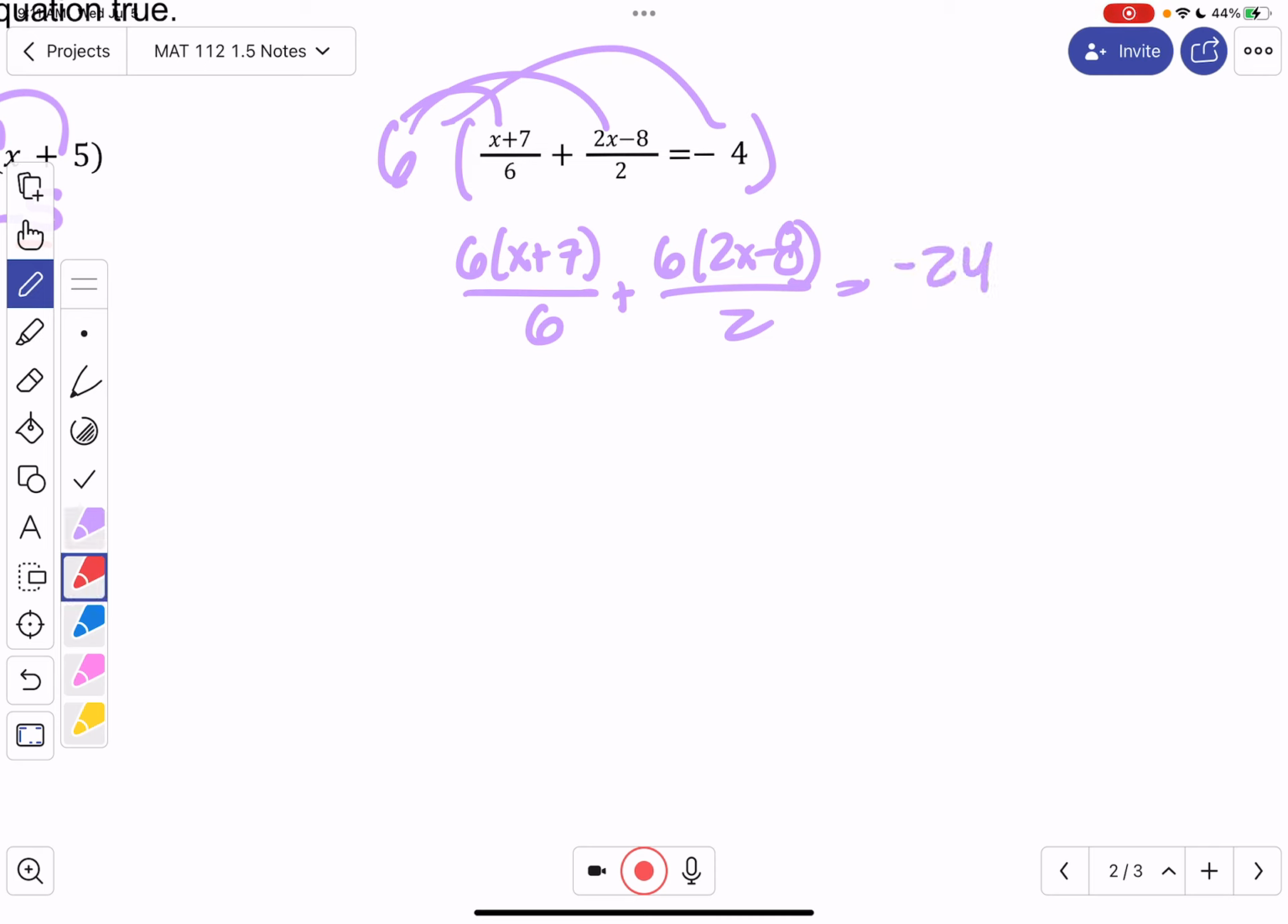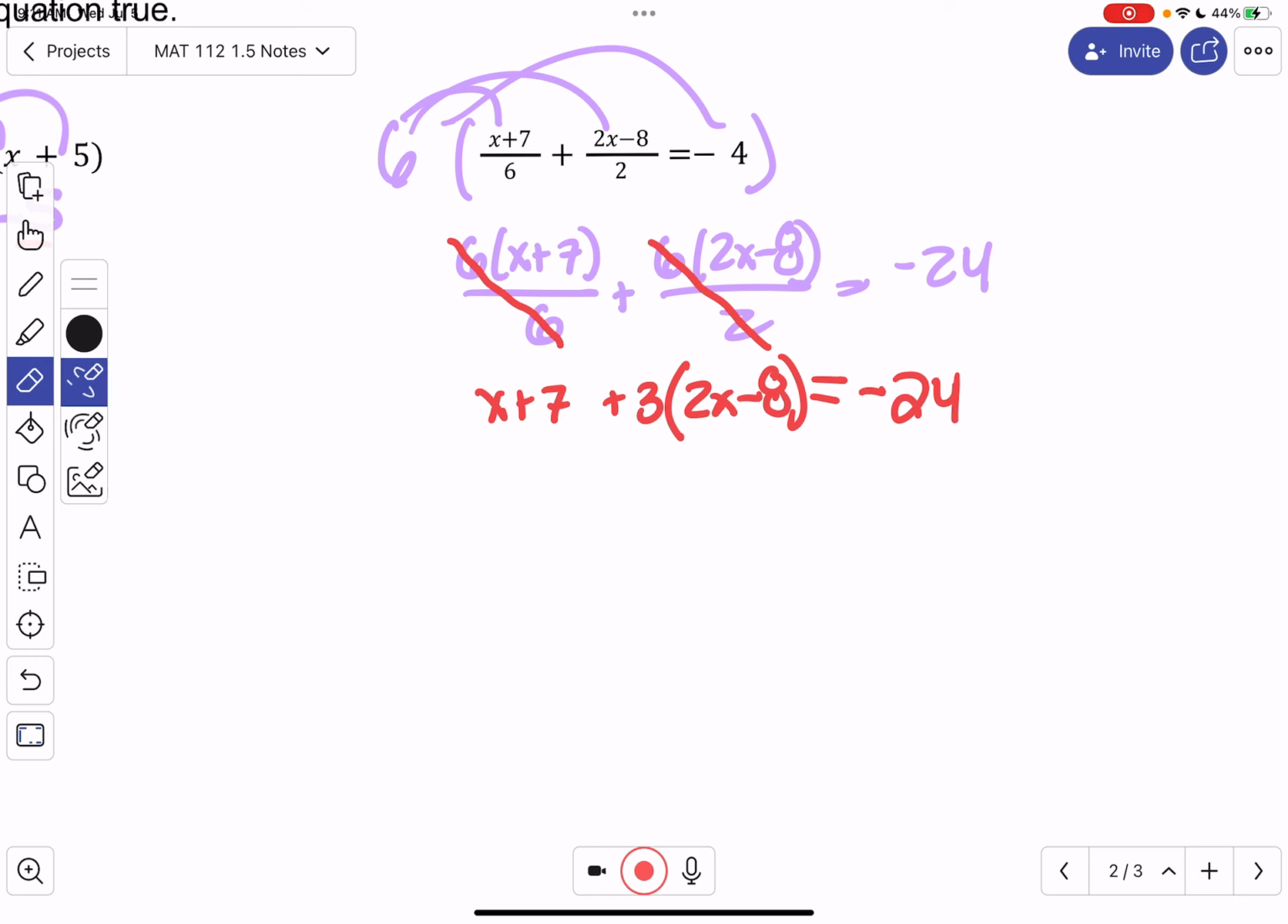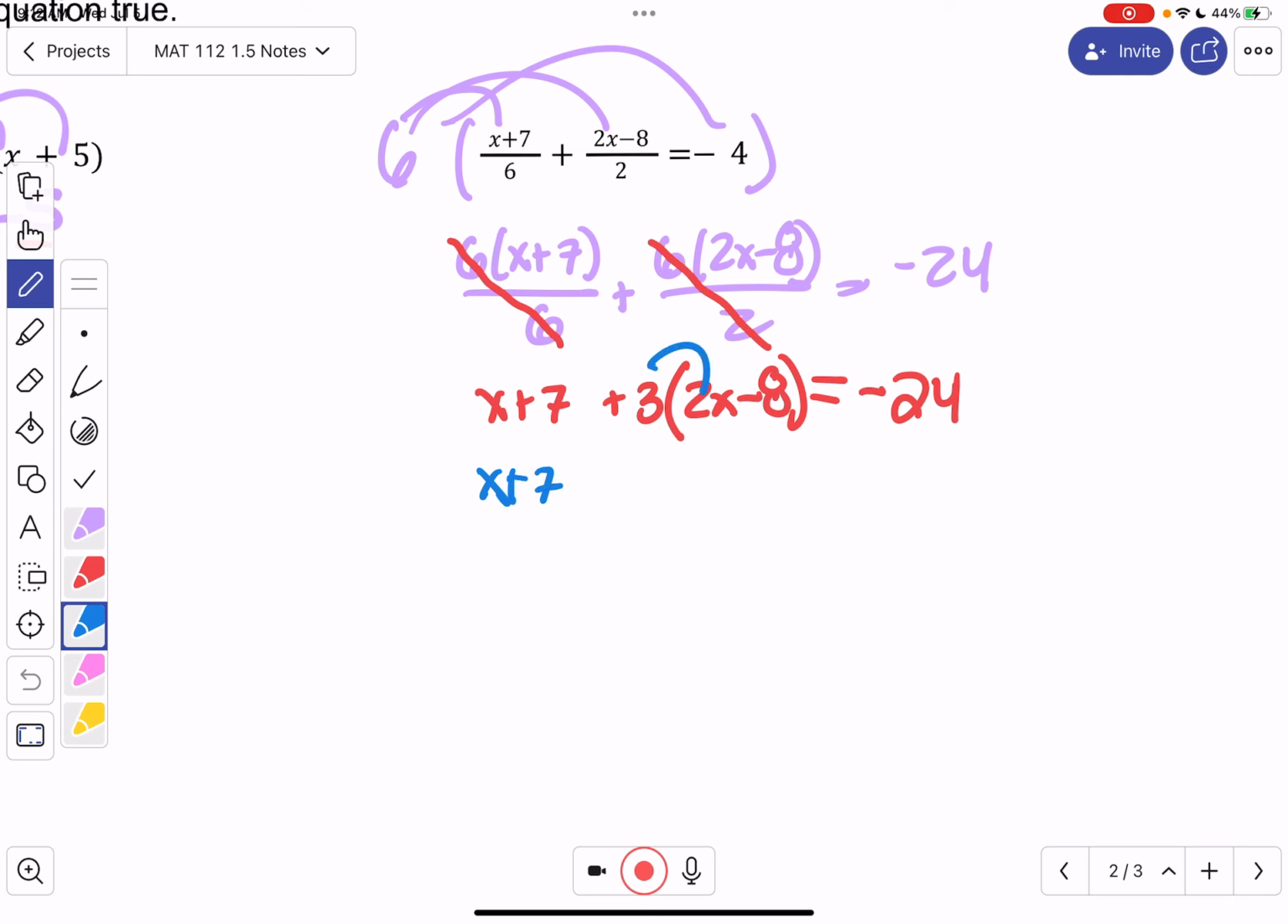Now let's simplify. 6 divided by 6 is 1, so that's actually going to cancel on the first fraction. 6 divided by 2 is 3, so that's going to leave a 3 on the top. And now we have no more fractions, and we can do what we did on the first one. We're going to distribute to get rid of the parentheses. So we get this.